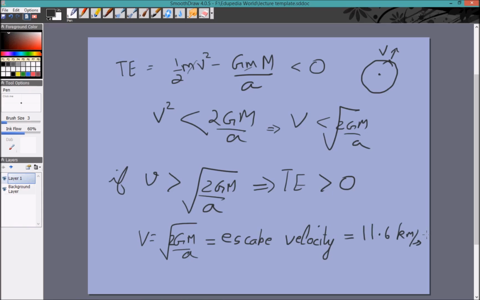So anytime you throw an object upwards, it is bound to return back to you unless you throw it with a speed greater than 11.6 kilometers per second. If you throw it with a speed less than 11.6 kilometers per second, and if you take the earth and that object to be a complete system, it will eventually come back. Because the total energy is negative, it is a bound system. But if you throw it with a speed v such that the total energy becomes positive, then it will never come back. And this is the formula for the escape speed of the earth.